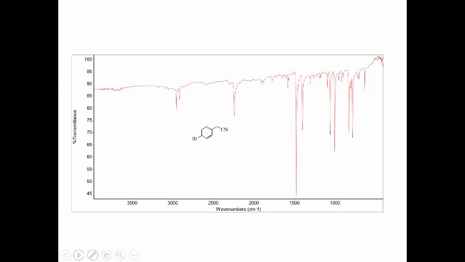Alright, so here's a nitrile. So we have a carbon-nitrogen triple bond. That is a polar bond. And so right here is our carbon-nitrogen triple bond. We also have our lineup from 3000.